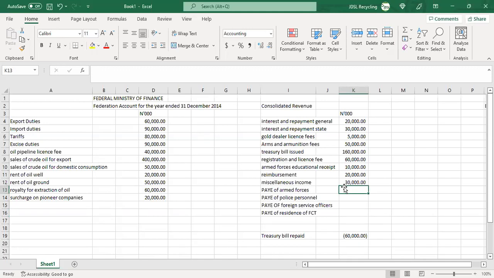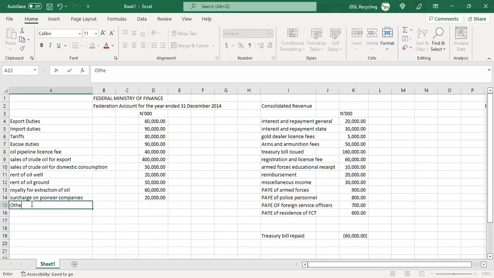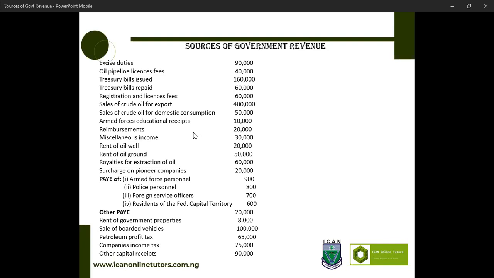How much is this? 900. Followed by? Police is 800. Okay. Foreign service officers, 700. Okay. FCT residents, 600. Other pay. 20,000. Federation account. Other pay. How much? 20,000. Rent. CRF.